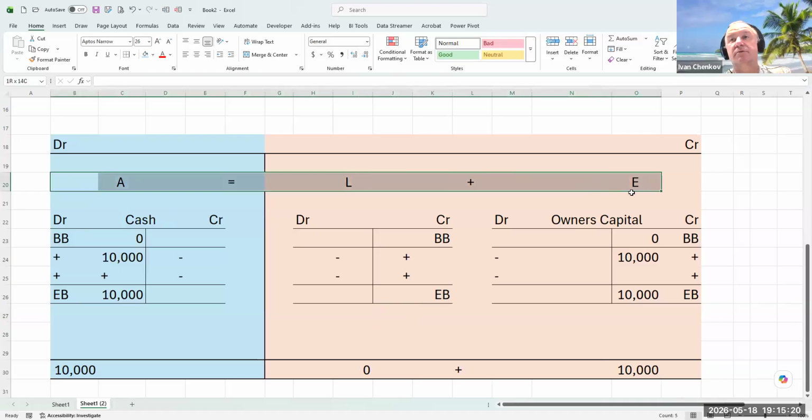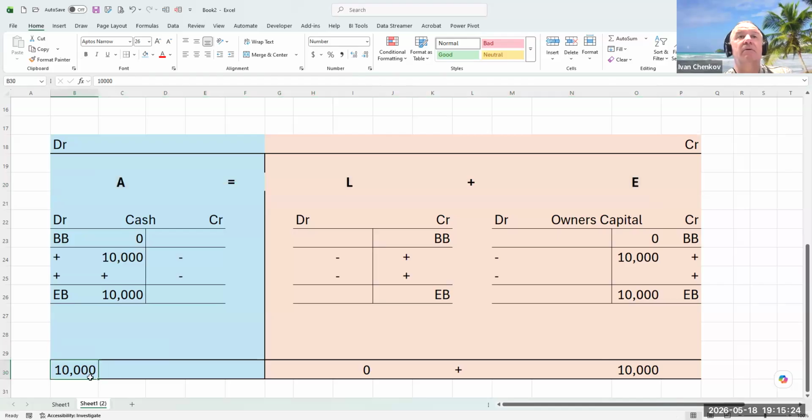It means assets are always equal to liability and equity, and debit is always equal to credit. Now, if you see in the big account here that we drew, asset, liability, and equity, we have 10,000 assets, 10,000 equity. On the debit side, we have 10,000. On the credit side, we have 10,000.